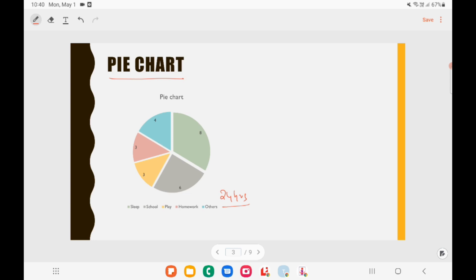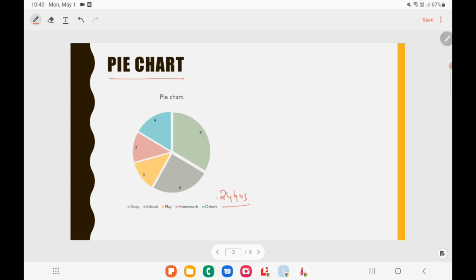Similarly, UPSC can also ask like this: what is the angle of the sector corresponding to play? What is the angle of the sector corresponding to homework? Or what is the angle of the sector corresponding to play and homework together? So these kinds of questions can be asked. Let us see how we can solve them.